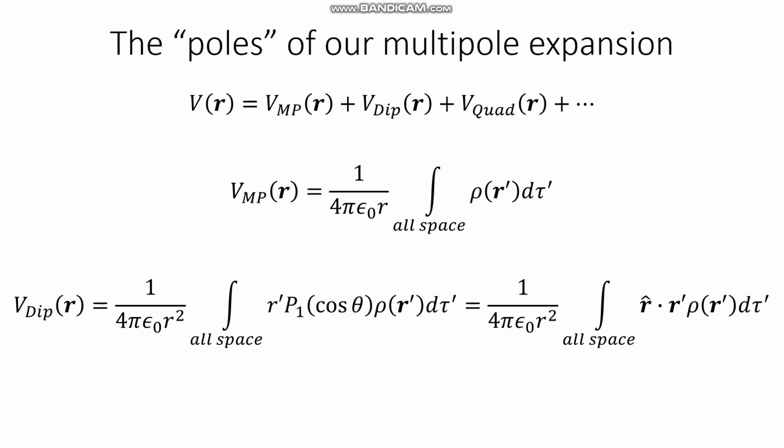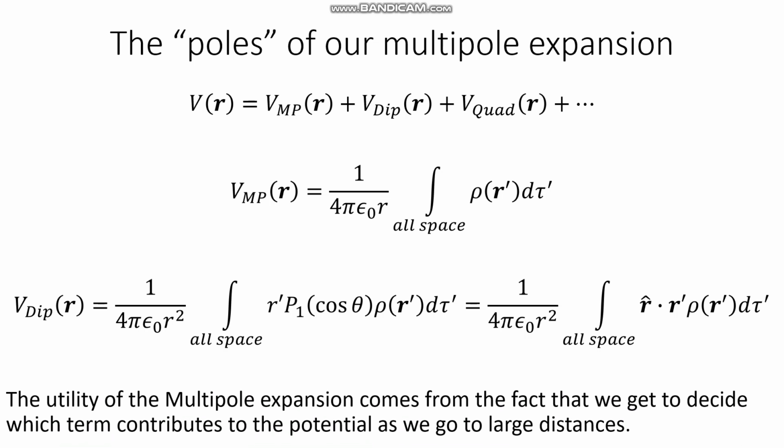So suppose the monopole term is 0, then at large distances, the dipole term is the prime contributor to the potential, assuming that the dipole itself isn't 0. If the dipole term is 0, then everything falls on the quadrupole term, and you go on and on. So that way you can predict the kind of dependence that the potential of a system will have at long distances. Will it be 1 over r, 1 over r square, 1 over r cube, and so on. So that is the utility of the multipole expansion, and we get to decide which term contributes to the potential as we go to large distances.